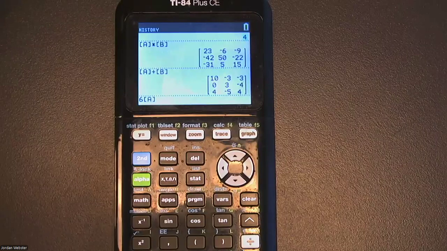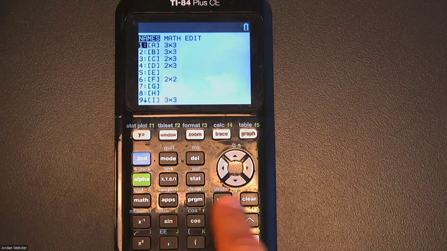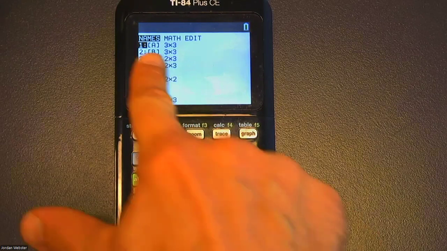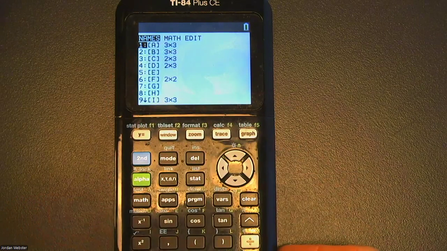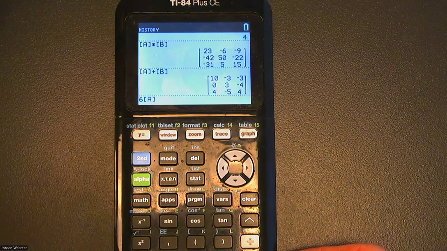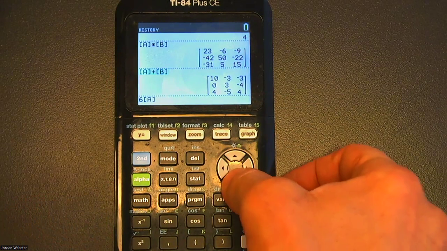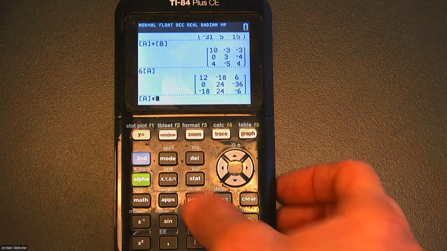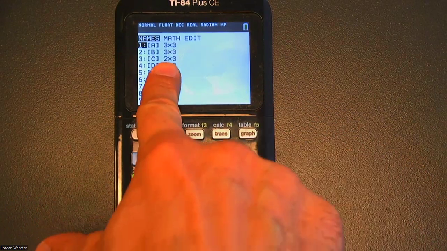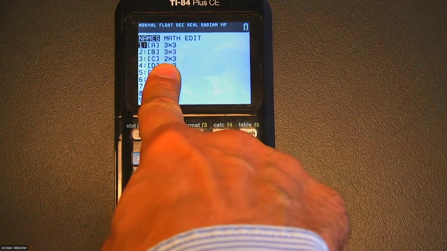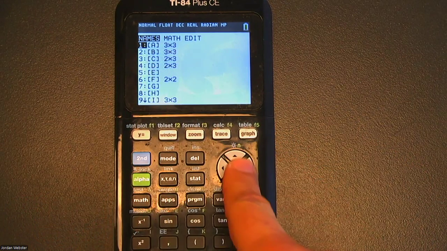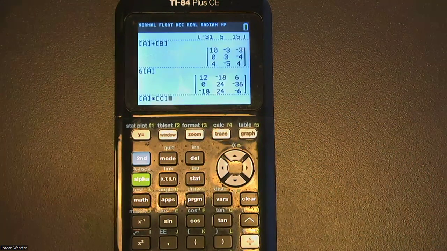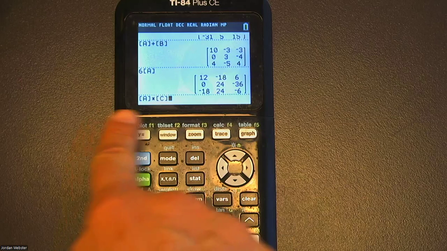As a side note, what if I tried to multiply matrix A times another matrix which had dimensions 2 by 3? What's going to happen? Yeah, the dimensions aren't going to work out, at least not in this direction.